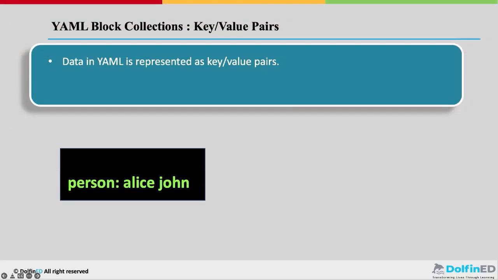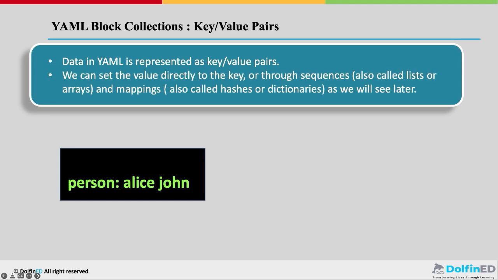Data in YAML is represented as key value pairs. And we can set the value directly to the key or through sequences, also called lists, arrays, or mappings. And we are going to look at the lists and mappings later on. So let's look now at a very simple YAML data item where we need to represent a key, which is person, and then assign to that a value of Alice John.